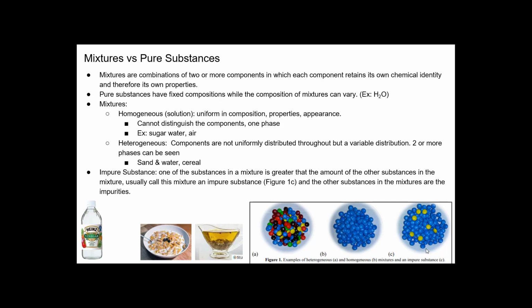Pure substances have fixed compositions while the compositions of mixtures can vary. That means that a pure substance like molecular H2O is always H2O. No matter where you find it, it is always a chemical makeup of H2O. If you see something that is not H2O, it's not water. For instance, if you find that the makeup is H2O2, it's peroxide. So pure substances always have fixed compositions. That's how you know what they are.